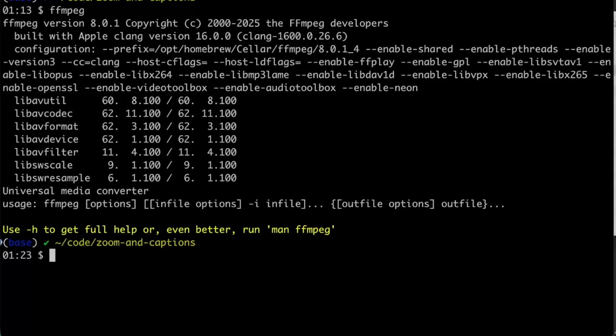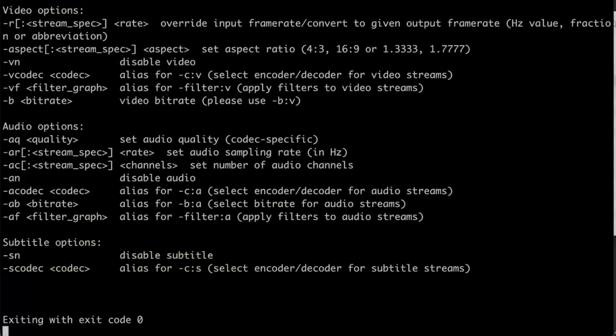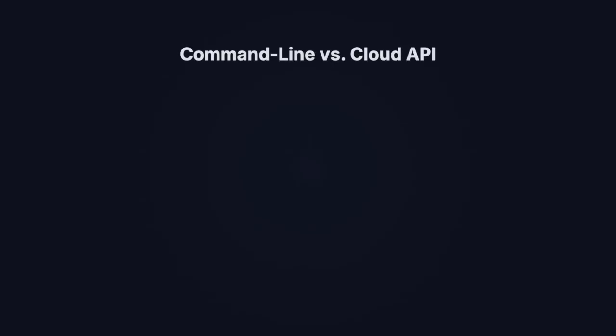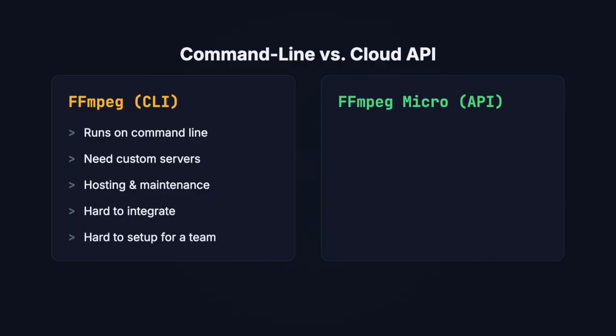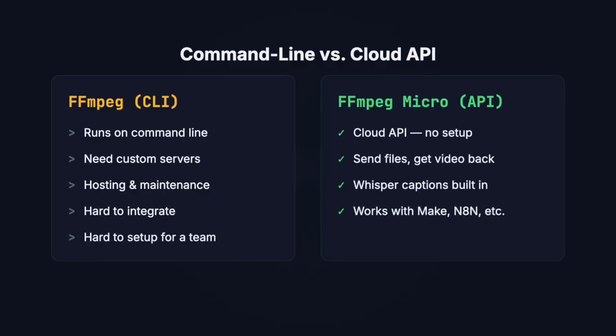It runs on the command line, so while it's easy to get up and running on your laptop, setting it up for a team or accessing it from other cloud-based automation or workflow tools like Make or N8N is a pain because it requires setting up custom servers and hosting. That's why I built FFmpeg Micro. It's a video processing API service, so you don't have to set up or host anything. You send it your files, tell it what you want it to do, and it sends back the finished video.